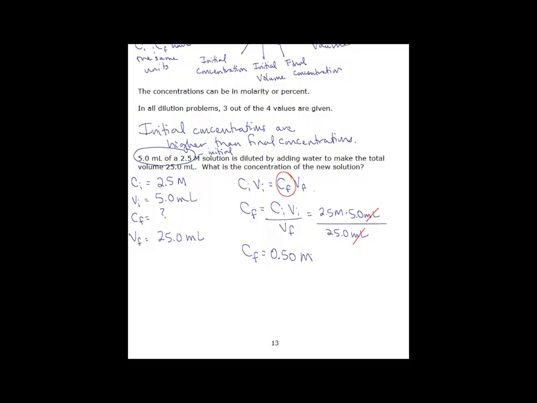Now, the final concentration, since we're dealing with the dilution problem, should be lower than the initial concentration. So you can always double check yourself. Is that true in this case? Our initial concentration was 2.5 molar and our final concentration was 0.5 molar, so that is true. So we had to add water to this to decrease the concentration. So it's a dilution problem. So this is pretty typical of what you'll see for dilution problems.